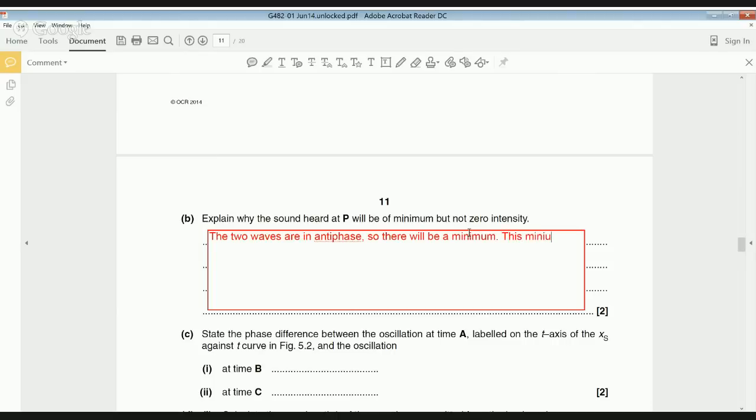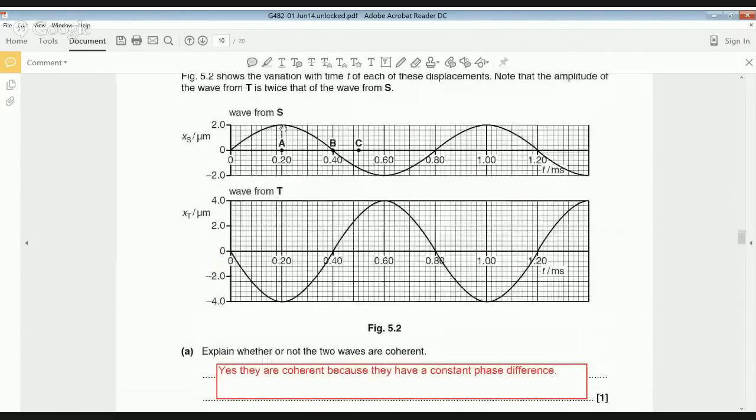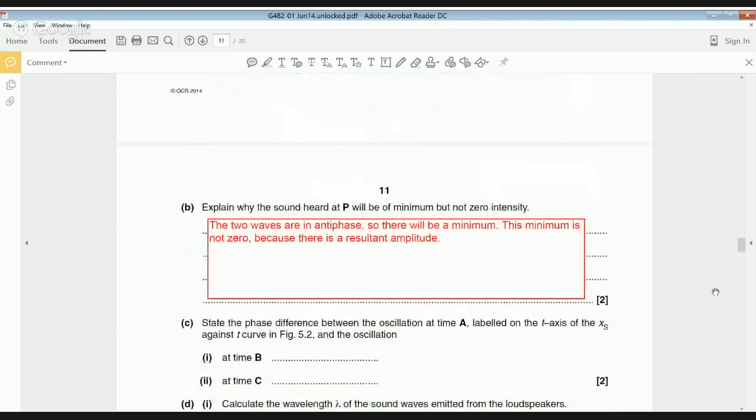This minimum is not 0 because there is a resultant amplitude, and I'll show you what I mean by that. We look back at this wave here. Let's take this point A. Wave S has an amplitude of 2 micrometers. Wave T has an amplitude of -4 micrometers. So if we sum those together, the resultant wave would have an amplitude of -2 here. So the 2 waves don't perfectly cancel each other out. So there's a resultant amplitude, and that means there's a minimum. There will still be sound there, but it won't be 0.